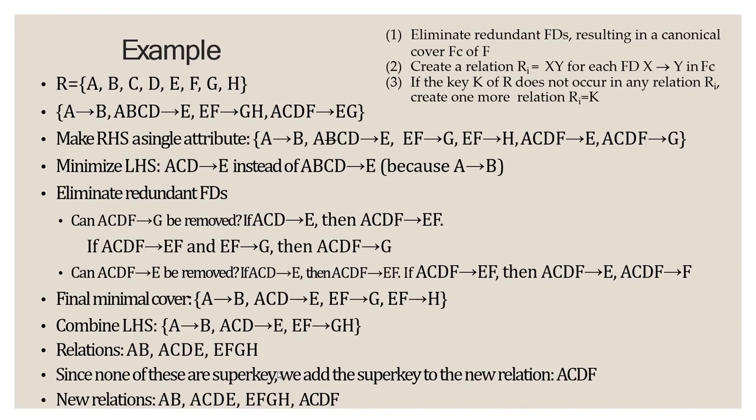Okay, and the very last step is make sure that a super key has to be contained in one of these sets. The super key here is ACDF because with ACDF, I can get the whole relation R. So you have to practice how to compute a candidate key. So is ACDF part of any of these? Not here. This is missing the F. This one, no. So because of that, we do have to add this as a fourth relation. So now this is our final result. The new relations, we have AB, ACDE, EFGH, and then we have lastly ACDF.